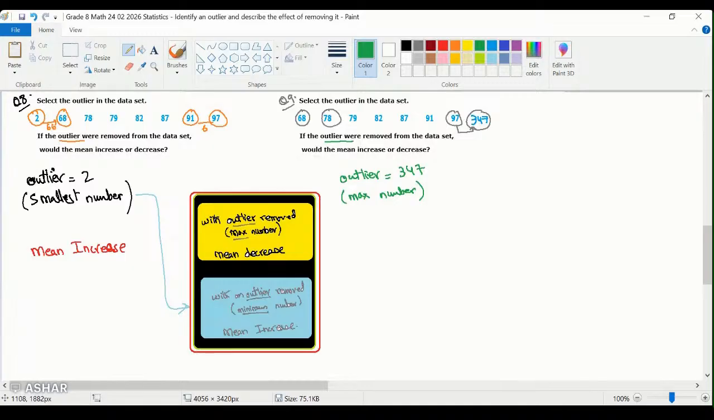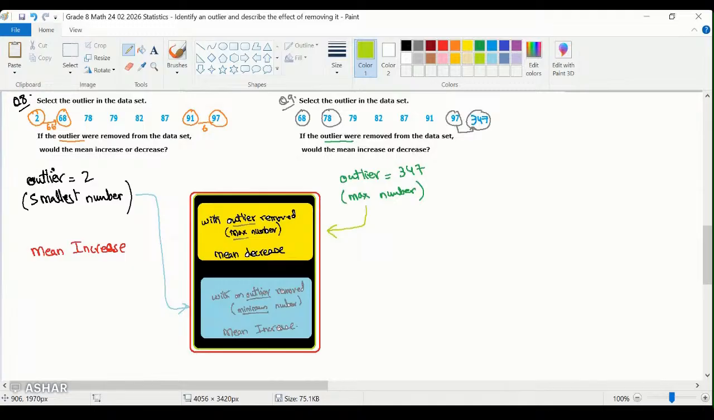When the outlier was the smallest number, the mean increased. But when the outlier was the maximum number, the greatest number, we know that the mean is decreasing, right?